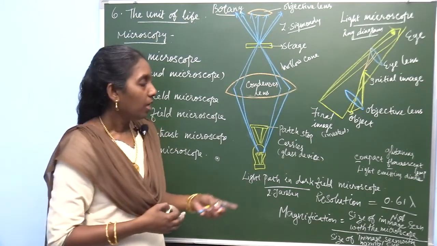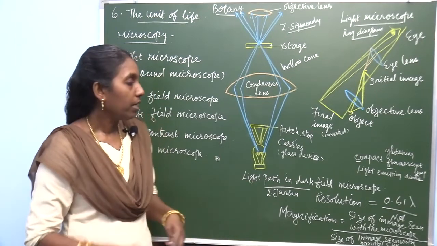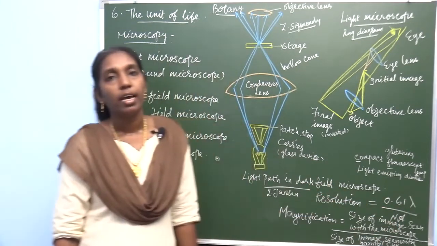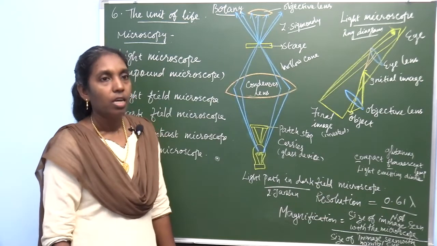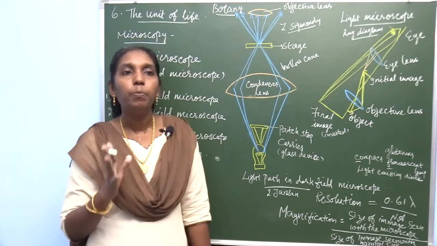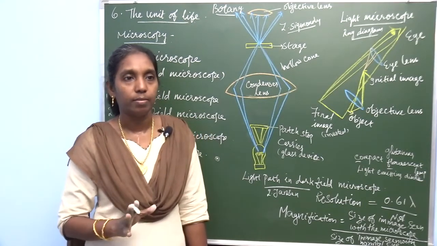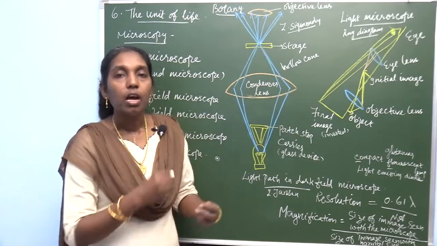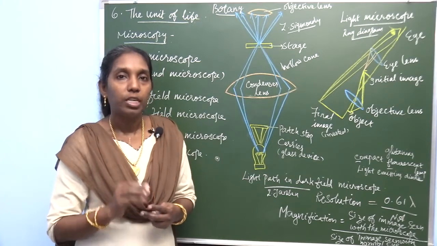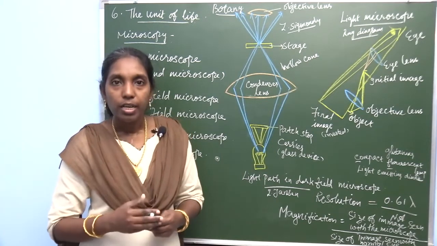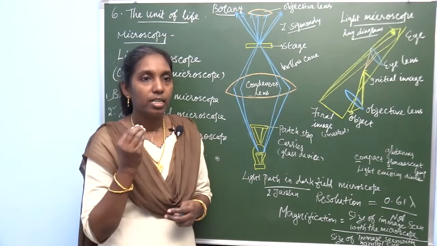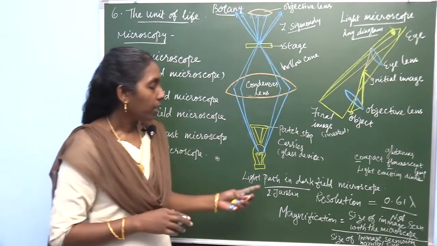Resolution is calculated by 0.61 lambda divided by NA, the numerical aperture. So what is meant by numerical aperture? The numerical aperture is an important optical constant associated with optical lenses, which denotes the resolving power.